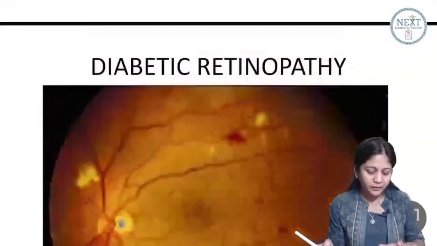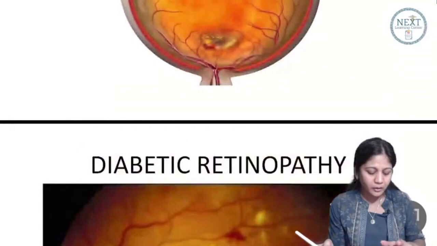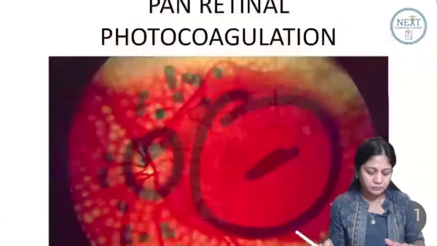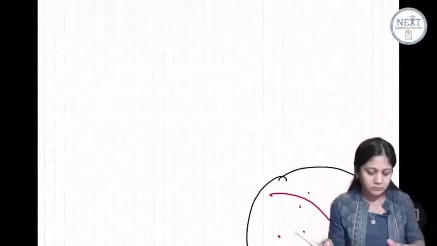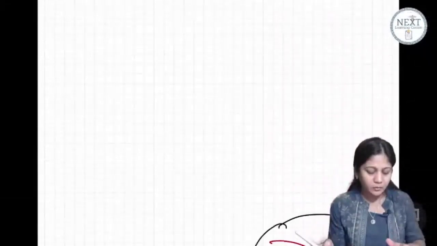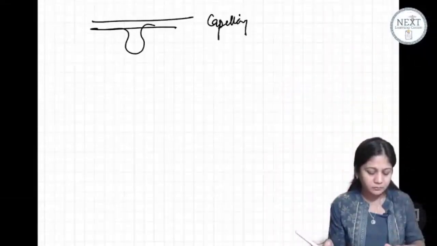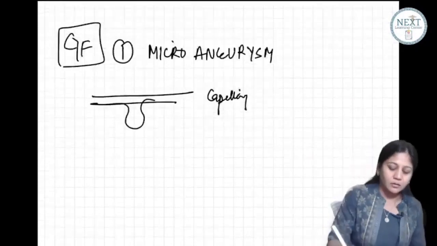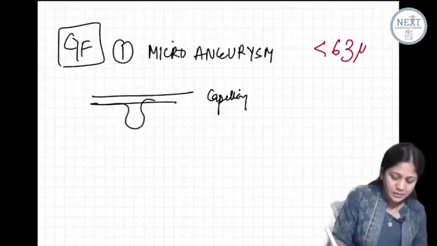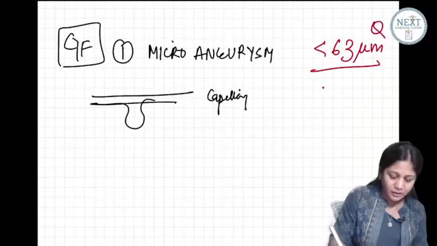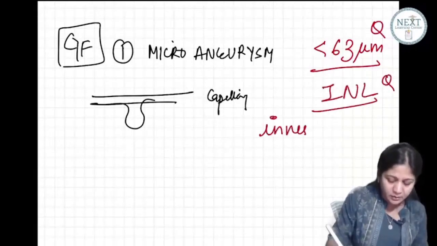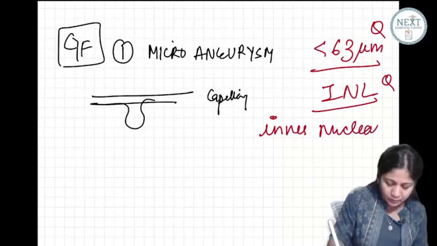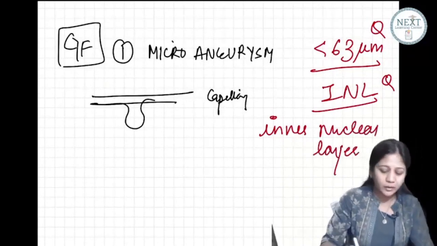These small red dots are your microaneurysms. Okay, microaneurysms. They are less than 63 microns in size and they are present in the inner nuclear layer. They are present in the inner nuclear layer. These two questions also you should know. Inner nuclear layer.